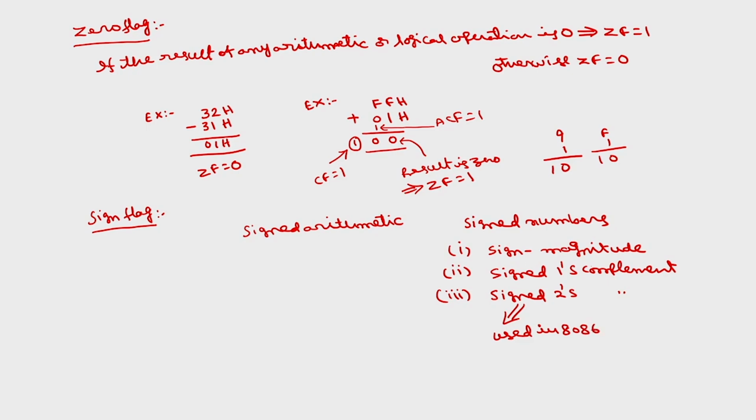In signed twos complement numbers, suppose you have an n-bit number, whether it is an 8-bit number or a 16-bit number, in general an n-bit number, the first bit, the MSB, will be used as the sign bit, and the remaining n minus 1 bits will be magnitude bits. The MSB is the sign bit, and n minus 1 bits are magnitude bits.